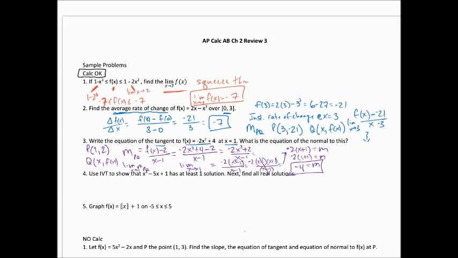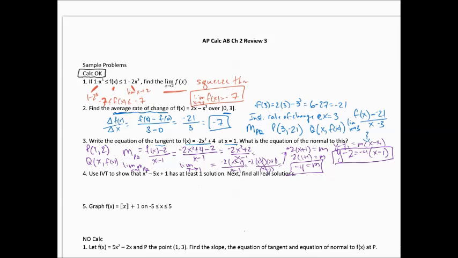So what would be the equation of the tangent? Well, we could say y minus y1. We go back to our point P here, so that would be y minus 2 equals negative 4 times x minus x1, which is 1. Again, y minus y1 equals m times x minus x1. So that is our equation of our tangent line.